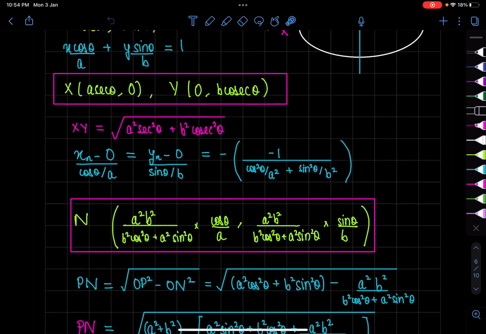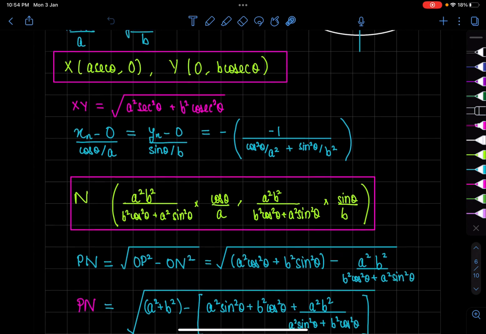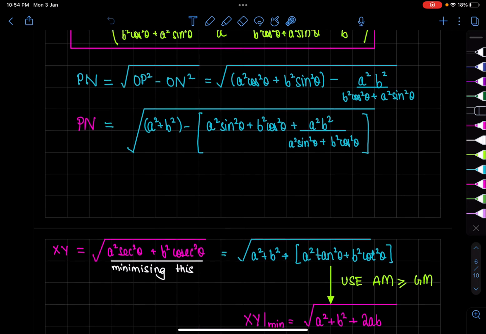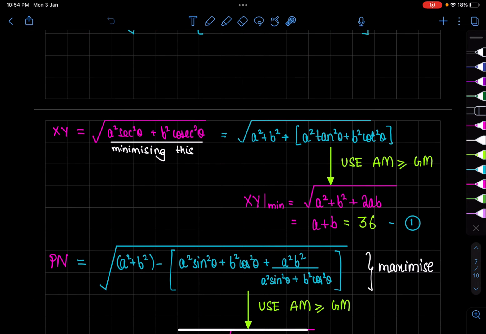The next step is that I need to find the minimum value of XY and the maximum value of PN. XY is this expression and I need to minimize it. I can write it using simple trigonometric properties: sec square theta equals 1 plus tan square theta and cosec square theta equals 1 plus cot square theta.